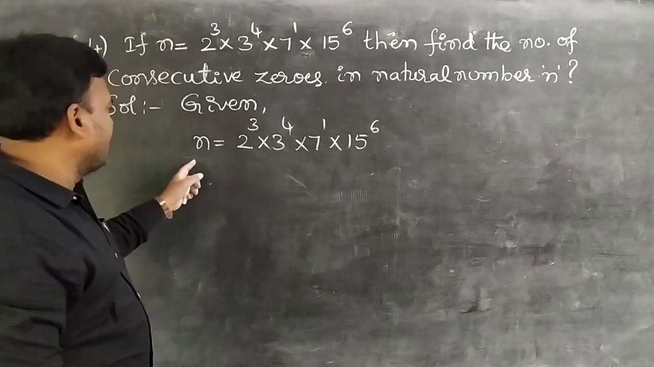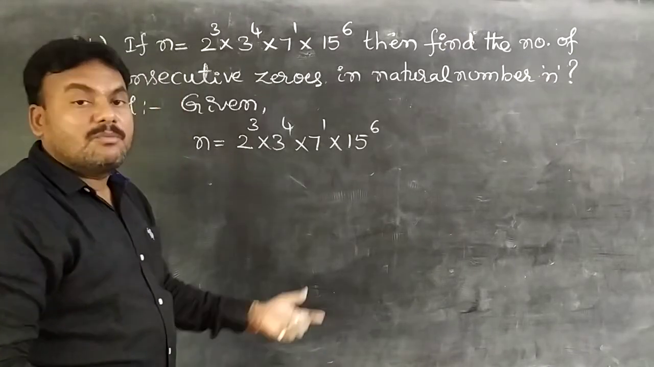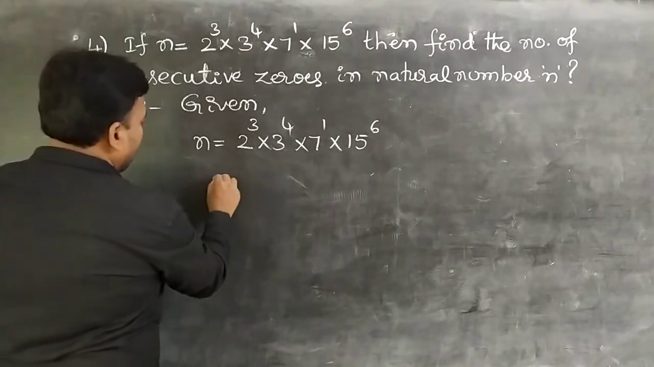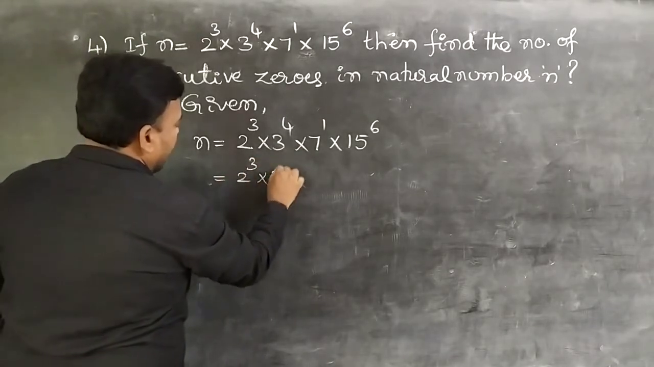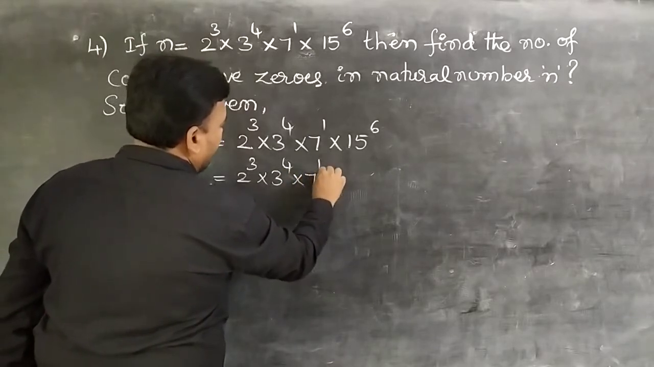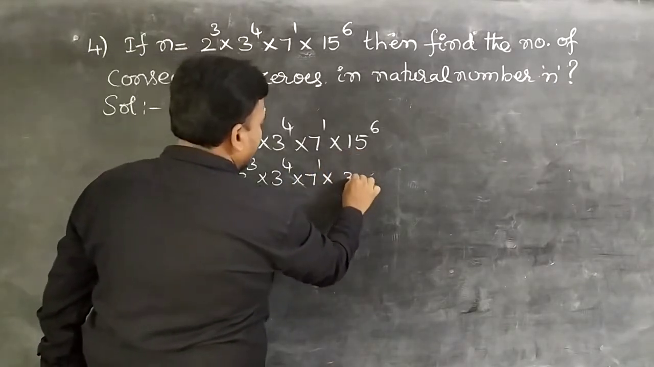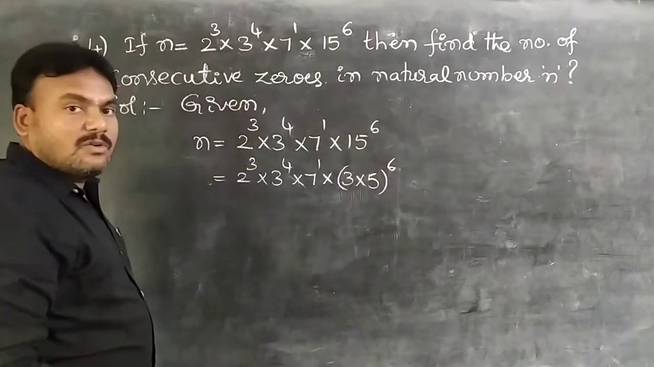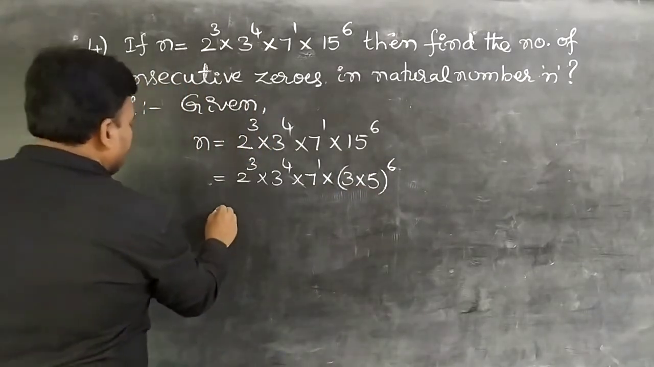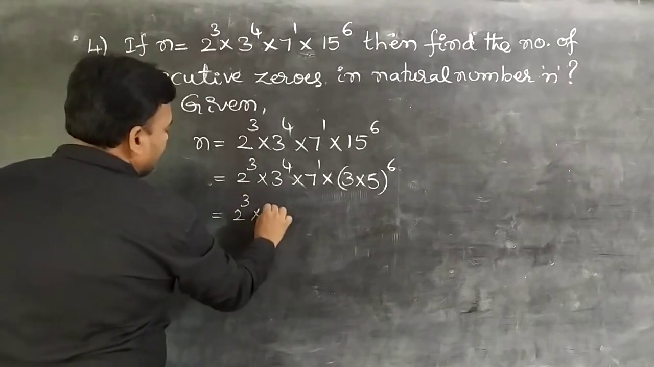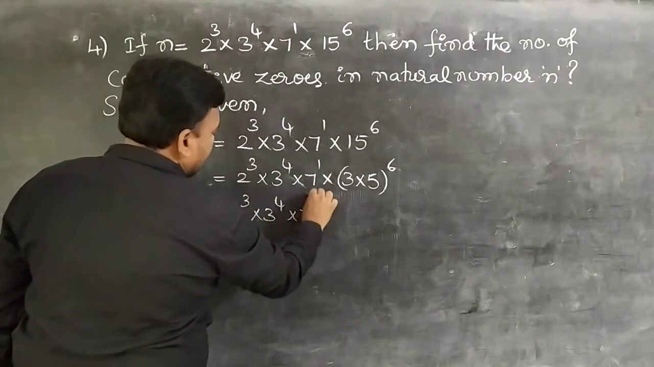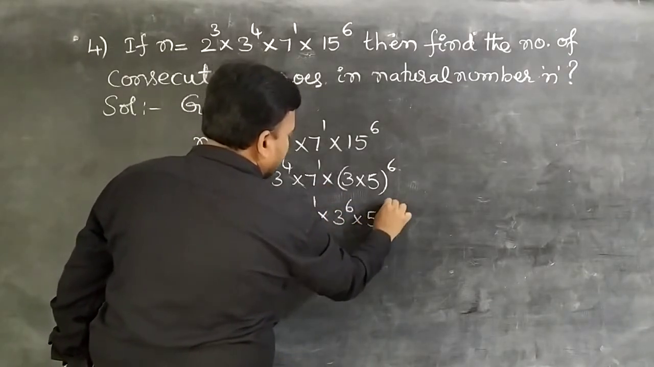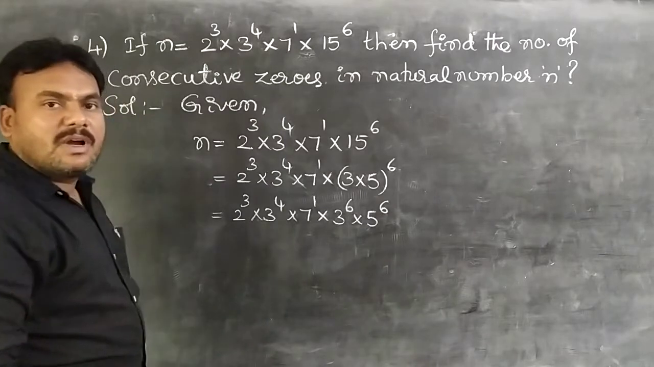First, the n value can be expressed. Go through how many consecutive zeros we have, students. That means, observe carefully, which implies 2 cube into 3 power 4 into 7 power 1 into, so 15 means 3 5 is 15, 3 into 5 whole power 6. So that implies 2 cube into 3 power 4 into 7 power 1 into 3 power 6 into 5 power 6.